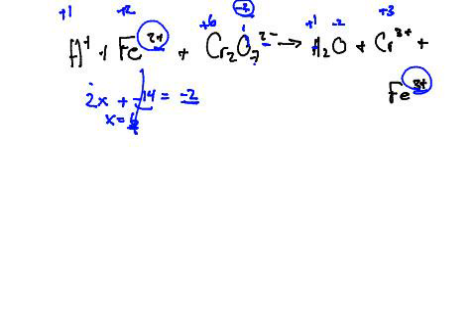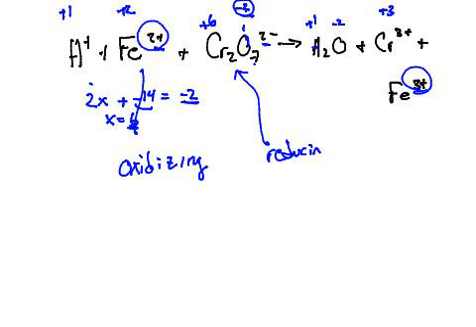He's doing what? He's oxidizing because his charge is going up. Whose charge is going down? The dichromate, or actually the chromium in the dichromate, is reducing because he's going from +6 down to +3. Right? Does that make sense now?